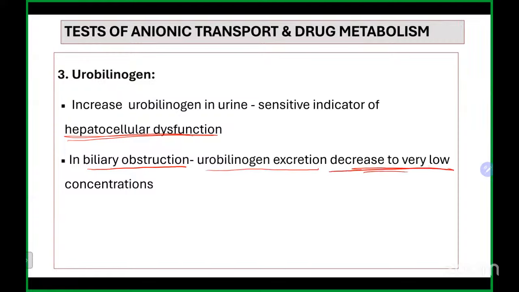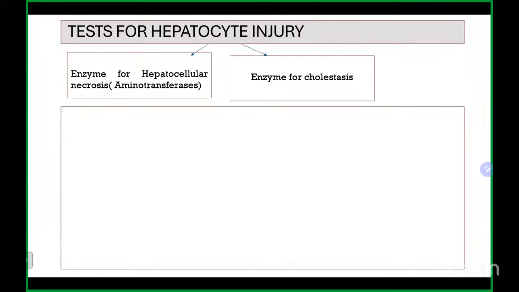Why? Because of the biliary obstruction, it is not getting excreted into the gut, from where it should ideally be absorbed in the blood and then excreted in the urine. So whenever you have an increase in urobilinogen, it is a sign of hepatocellular dysfunction. Whenever it is very low urobilinogen, then it should be a sign of biliary obstruction. So that is your first three components.